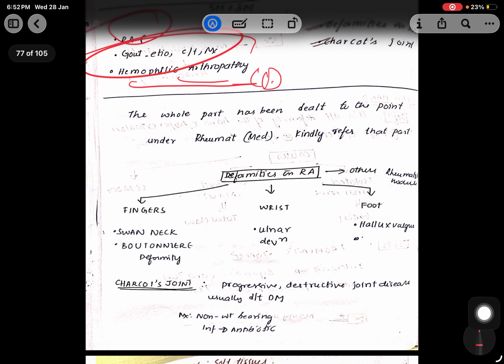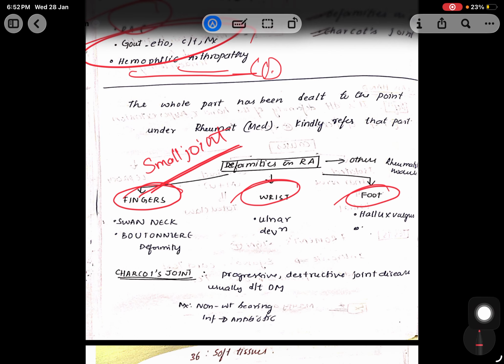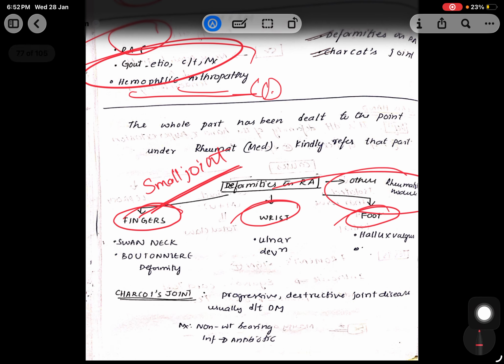Deformities in RA, while writing that, you know it's a small joint predominant disease. So you have to mention each and every part: what happens in fingers, what happens in wrist, what happens in foot, and any rheumatoid nodule. In fingers you see swan neck deformity and boutonniere deformity. In wrist you see ulnar deviation, and in foot you see hallux valgus.